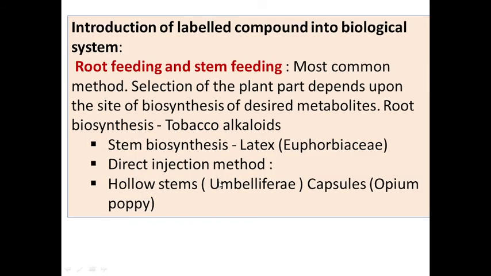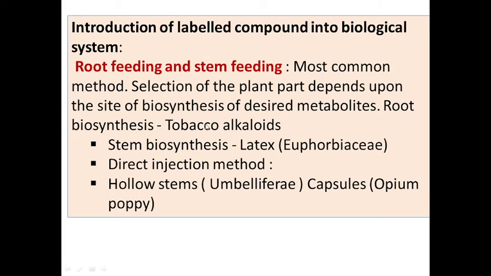After preparation of labeled compound, now introduction of that labeled compound in the biological system. In that, first one is root feeding or stem feeding. These are the most common methods, and selection of plant part depends upon the site of biosynthesis of desired metabolites. So where that particular secondary metabolite gets synthesized, according to the site of synthesis, the plant part is selected. For example, root biosynthesis, example is tobacco alkaloids.